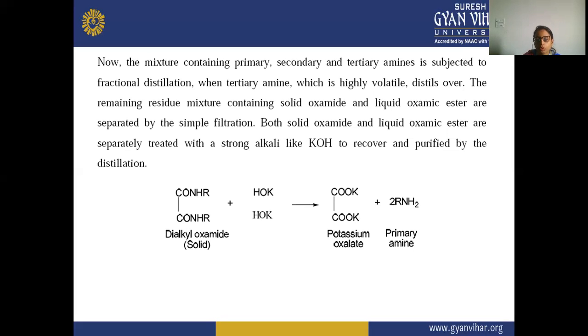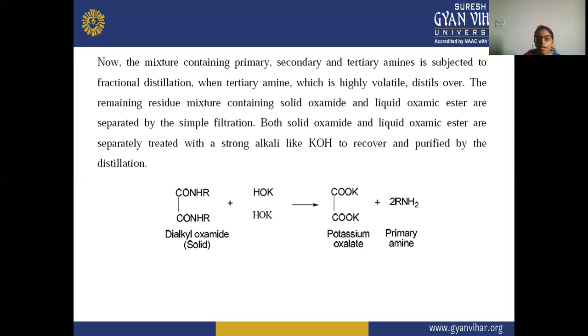So both of them, solid and liquid, can be separated by simple filtration, and both the solid oxamate and the liquid oxamic esters are separated. When treated with a strong alkali, that is potassium hydroxide, we can recover and purify them, and after that, we can purify by distillation.